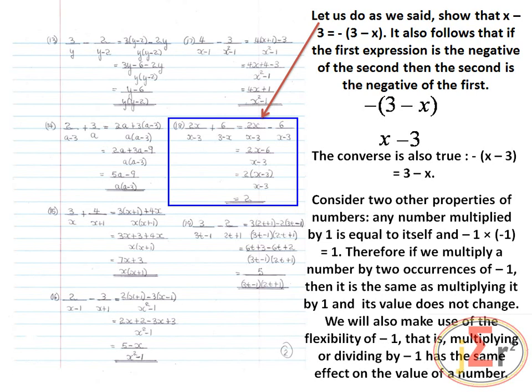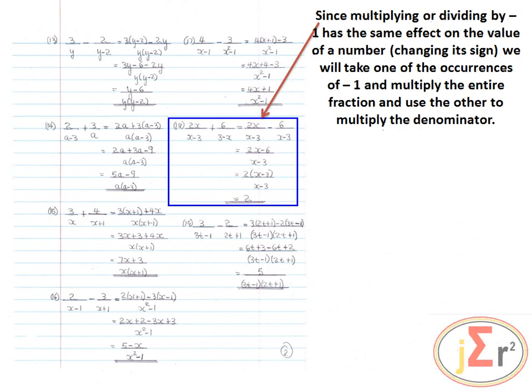We are also saying that we will make use of the flexibility of negative 1. That is, multiplying or dividing by negative 1 has the same effect on the value of a number, which is just to change its sign. So if we multiply 5 by negative 1, we will get negative 5. And if we divide 5 by negative 1, we will get negative 5. So the result, or the effect, is the same.